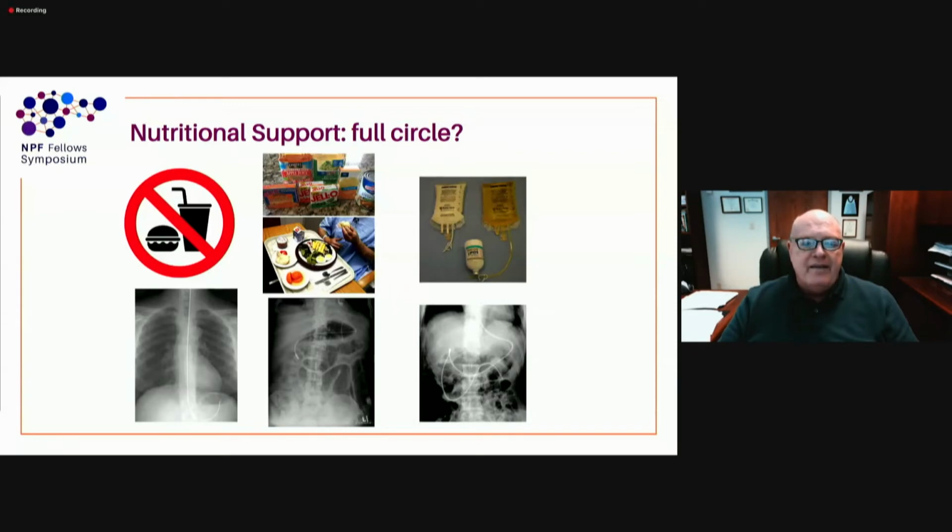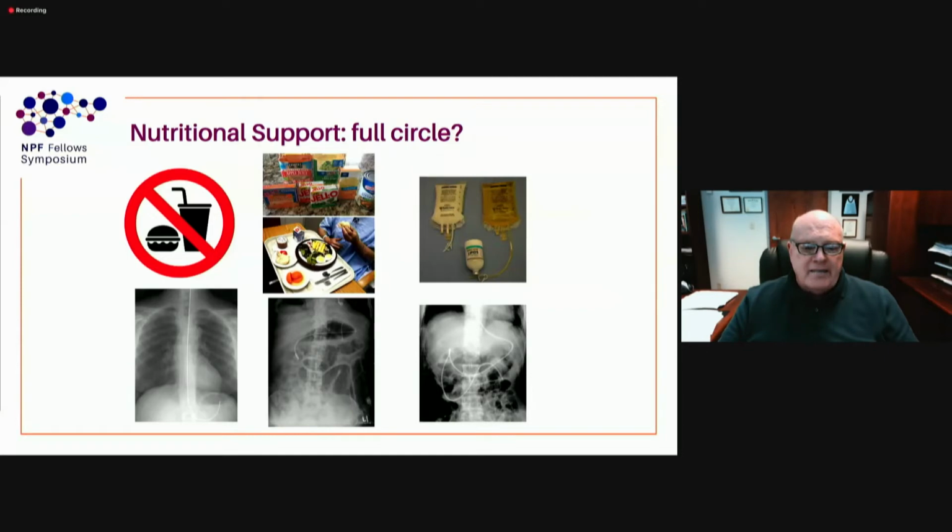Then we began to worry that those patients were starving for too long, so we started TPN in the upper right. Then we realized that TPN was kind of risky, so we went to nasojejunal tube feeding in the lower right, where we put these long tubes down and thought we could feed patients without stimulating the pancreas.